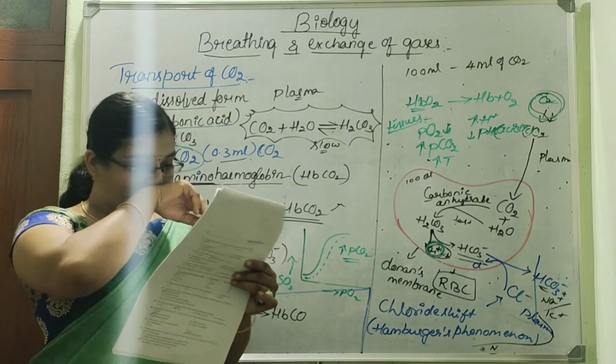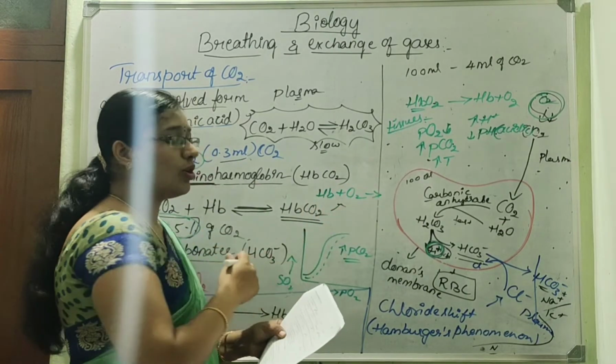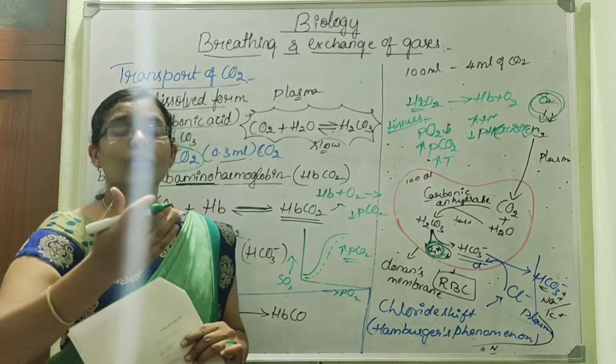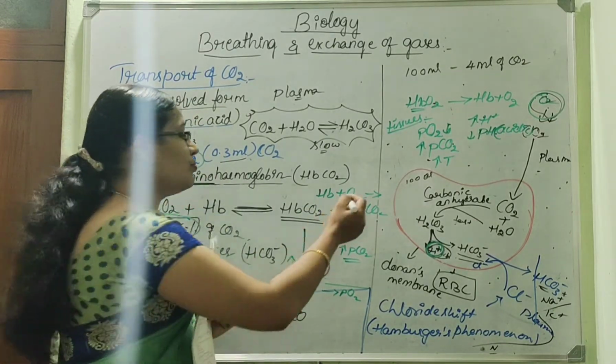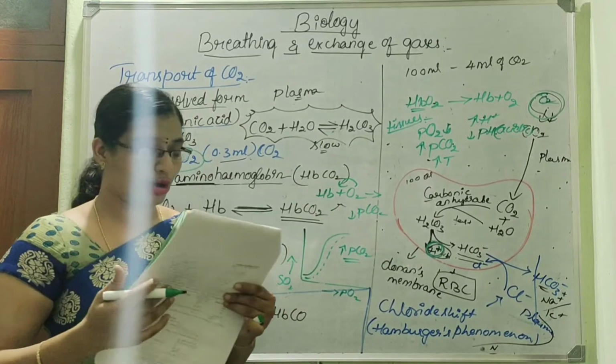So oxygen binding to hemoglobin. Oxygen binds to hemoglobin only under low PCO2. So the lesser the PCO2, the more will be the rate of binding of oxygen to the hemoglobin.